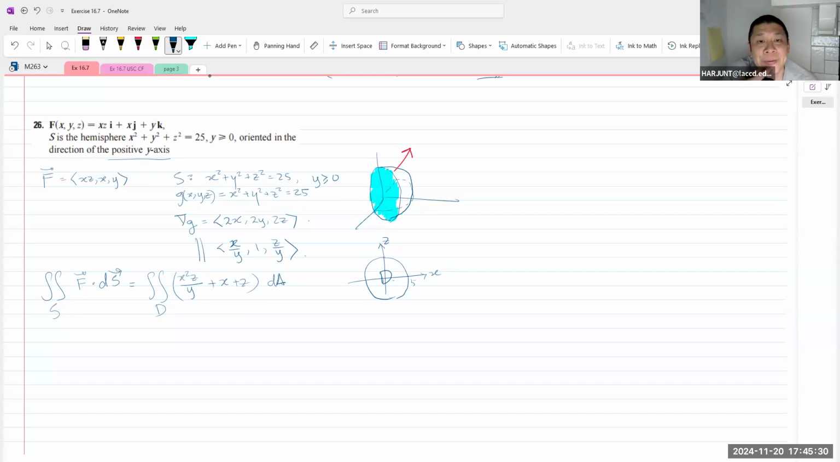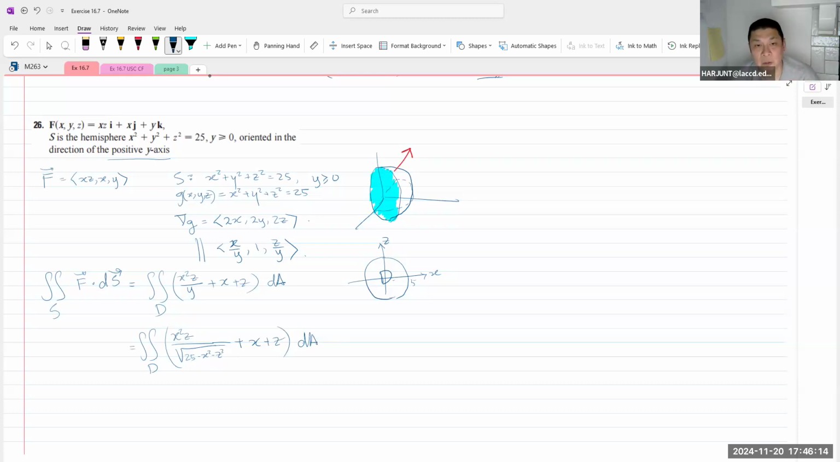But what is the y? I hope I don't make a miscomputation somewhere. Divide by 2y, divide by 2y. So when I do the dot product, this one, this one, this one. So we get x squared z over the square root of 25 minus x squared minus z squared for the first term, plus the x plus the z dA.